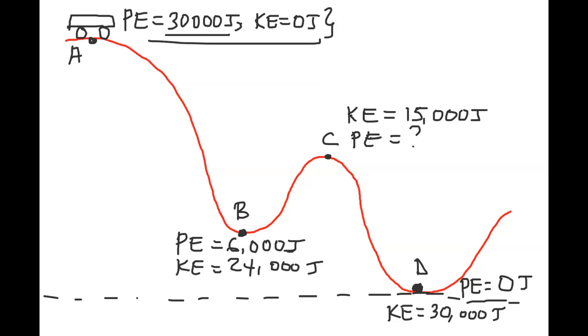Well, if you realize that the sum of potential energy and kinetic energy must be 30,000 at each and every point, you can say that this must be 15,000 joules of energy. All right. So here we have our third example.